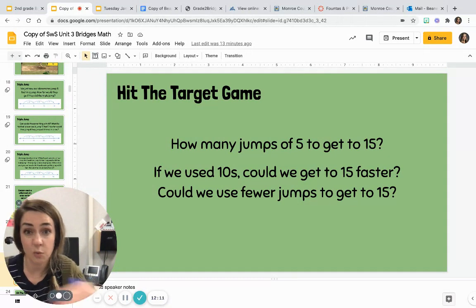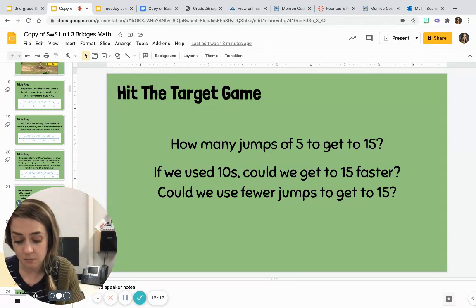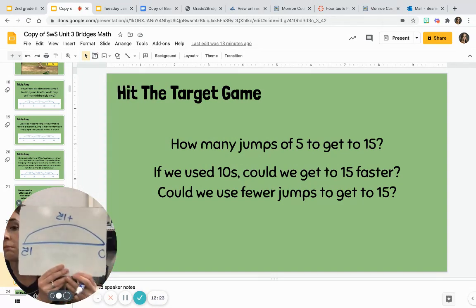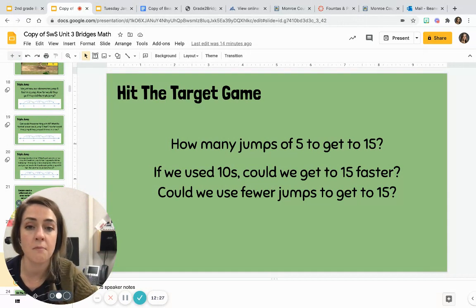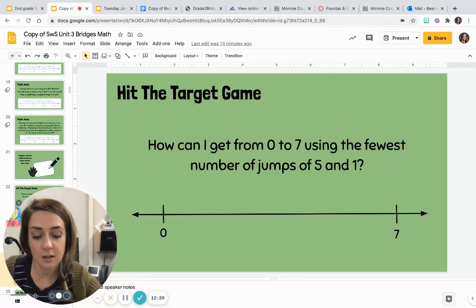Could we just do one big jump, like the long jump? Could we just go like this? Yeah, why not? We could do that. All right, here's another one.